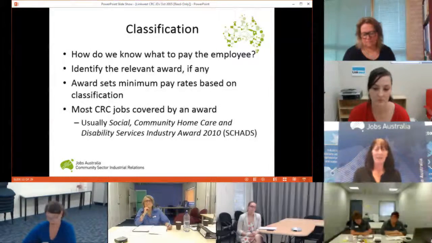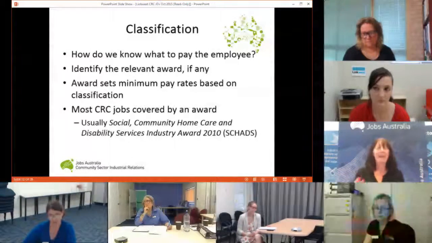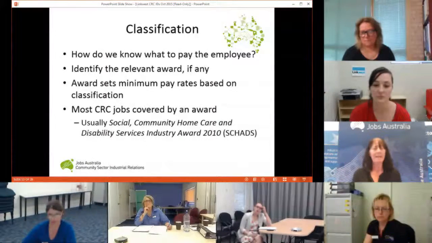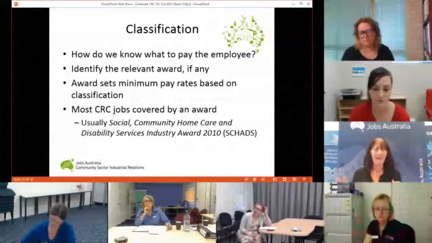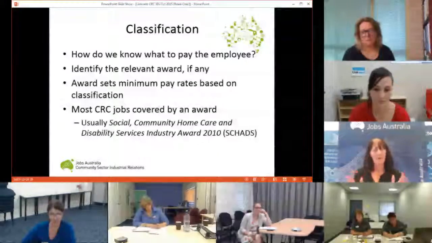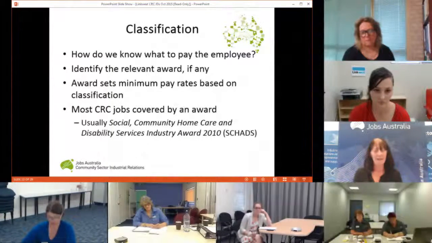So when you've got a position description, you have the ability to get the award out and assess that job description against the classifications in the award. Now, the award has classifications from 1 to 8. The old awards no longer apply, so they've all been replaced, and we look purely to the SCHADS award itself.